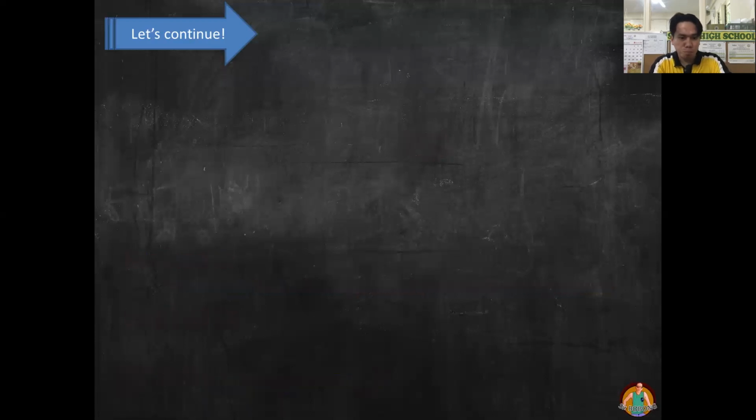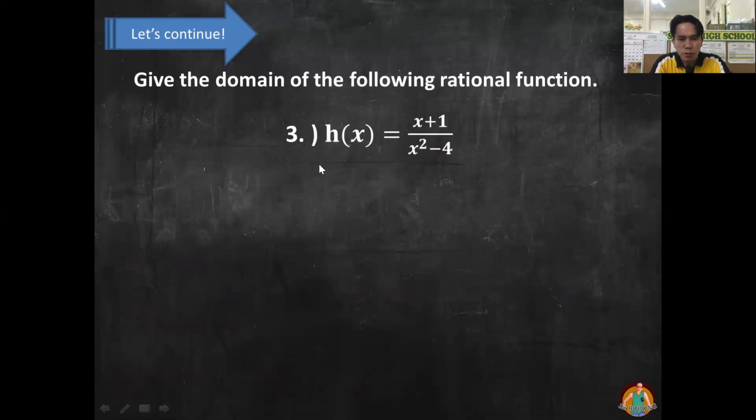Okay? Sige. Next, let's have the example number 3. H of x is equal to x plus 1 over x squared minus 4. Okay? So again, yung denominator natin, it will not be equal to 0. So, hindi dapat siya mag-equal to 0. So, x squared minus 4 must not be equal to 0 kasi yan yung ating denominator, di ba? So, hindi siya pwede maging 0 kasi magiging undefined yung ating solution.